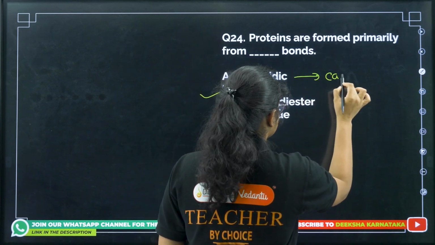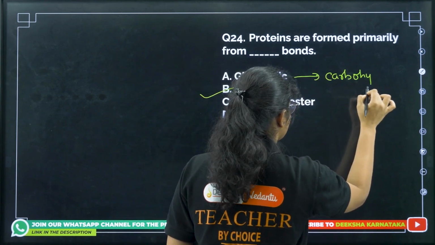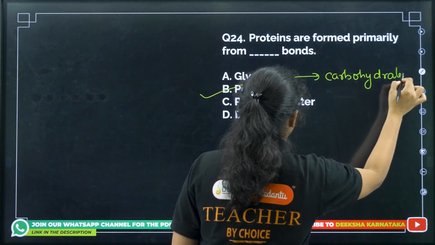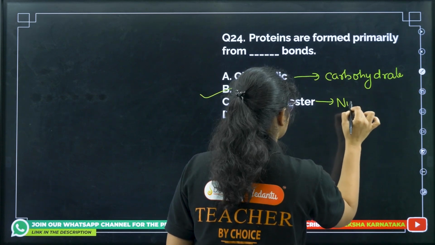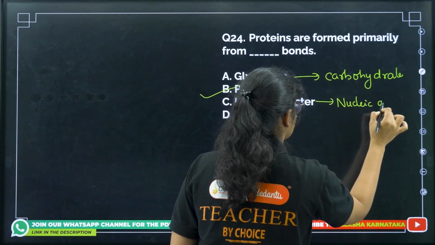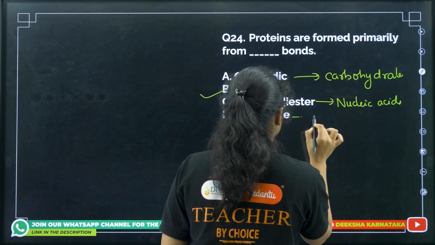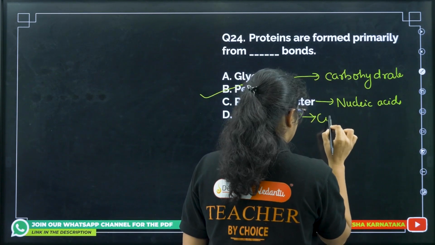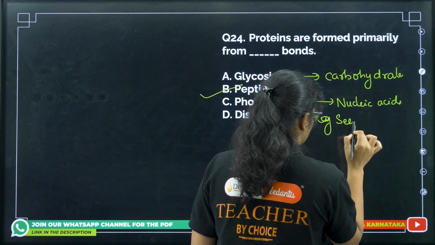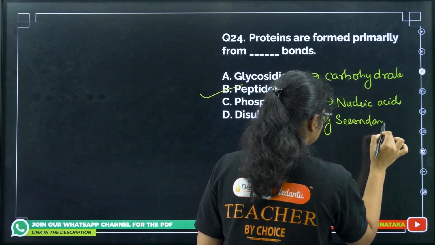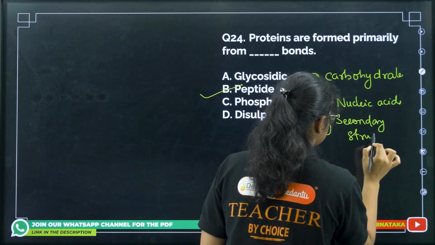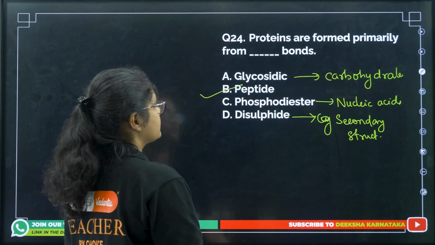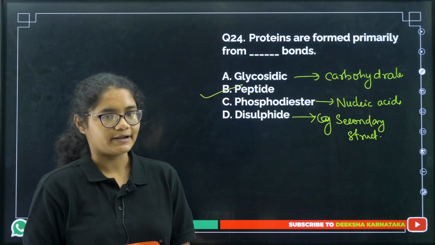Glycosidic is present in carbohydrates, right? Then phosphodiester is present in nucleic acids. Then disulfide is present in your secondary structure of protein. Secondary structure. Okay. So, option number B will be the correct answer here.